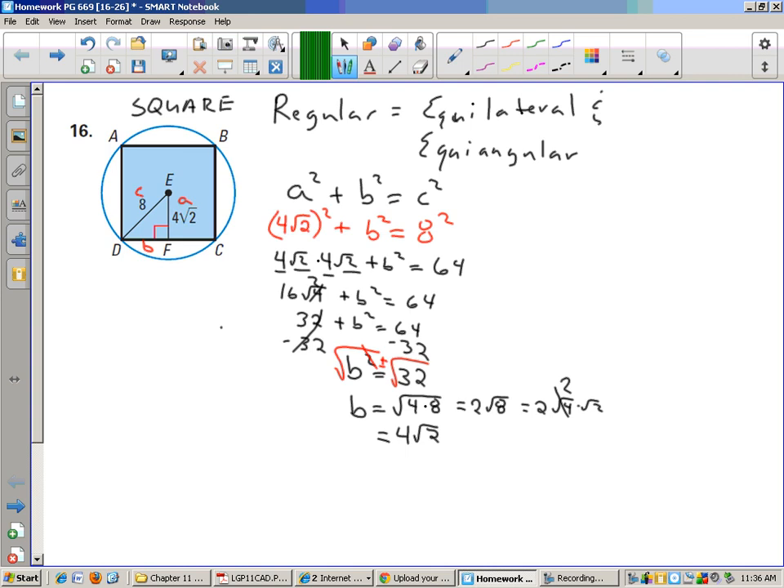And look at that. Wouldn't it have been easy to just remember our little properties from the beginning? What are the properties of a 45-45 right triangle? Well, it's isosceles. So if one of the legs is 4 root 2, then the other leg is also 4 root 2. That's a nice little property of a 45-45-90 right triangle.